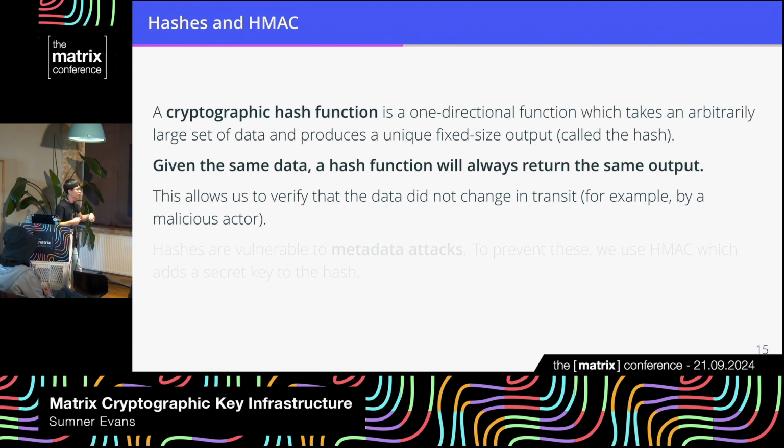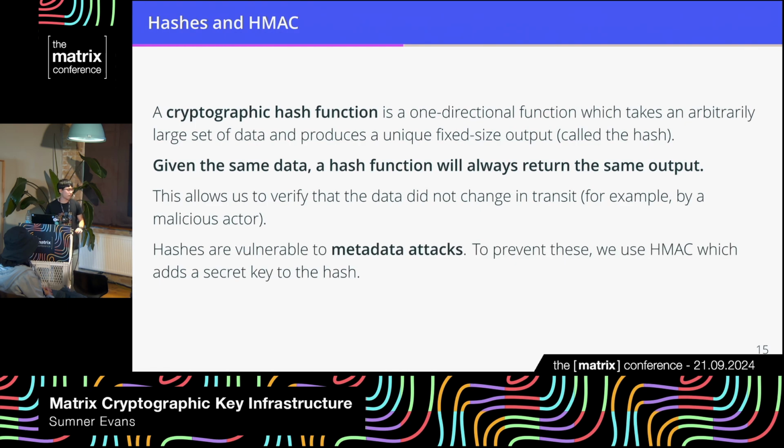And this is good, but it also opens up an avenue for what's called a metadata attack, where an attacker can use information about the frequency of messages to infer some information about the messages being sent. So to prevent these, we use HMAC. HMAC just adds a secret key to our hash, and how it's added isn't relevant at all, but just know that it makes it so that we are not vulnerable to these metadata attacks.